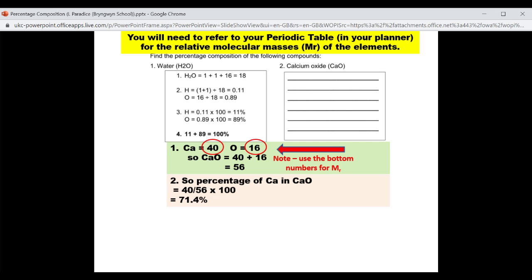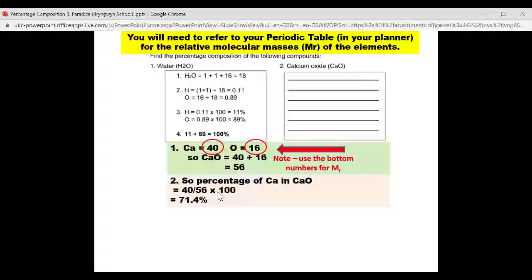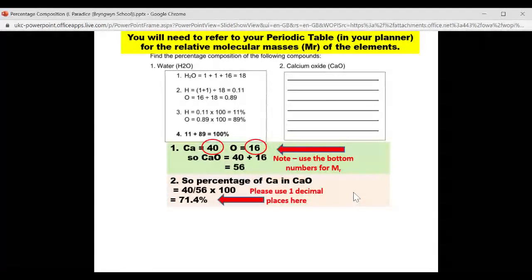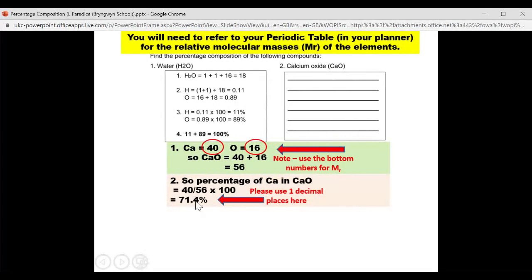Now we need to work out the percentage of calcium in calcium oxide. So we know what the Mr of calcium is. It's 40. So we're going to divide by 56, which is the total Mr of the whole thing. And then we always remember it's percentage, so we times it by 100. That gives us the value of 71.4. I would ask that you work out the values to one decimal place if possible. Okay, so that's calcium. So what we're saying here is we've got 71.4% of calcium within calcium oxide.